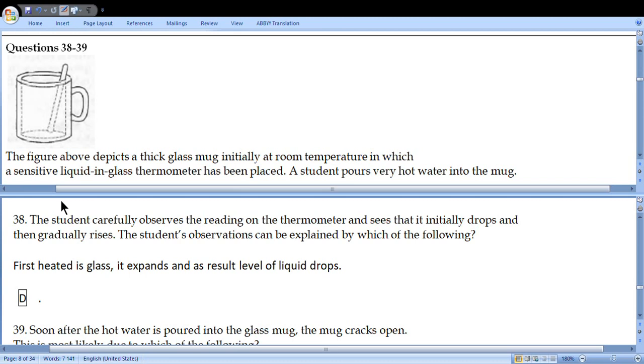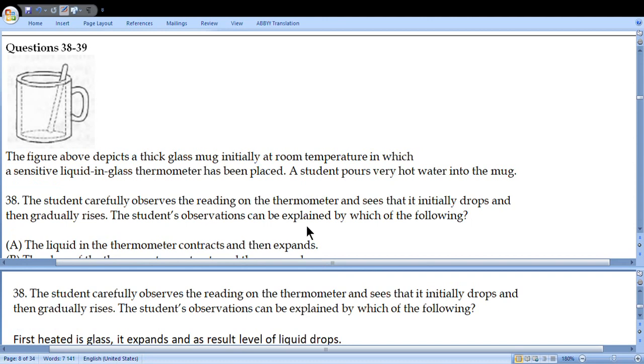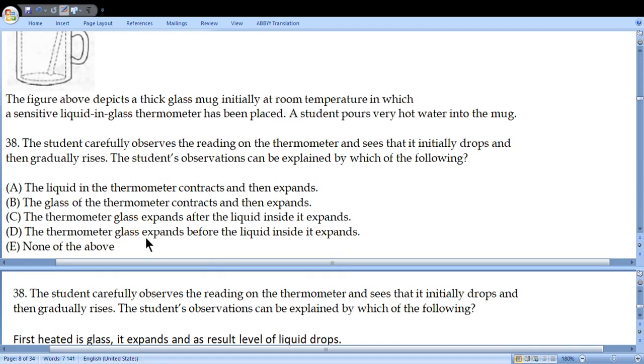First, the glass is heated. It expands, and as a result the level of liquid drops, and later on the liquid is heated and expands and the level rises. So we choose answer D. The thermometer glass expands before the liquid inside it expands. Very good.